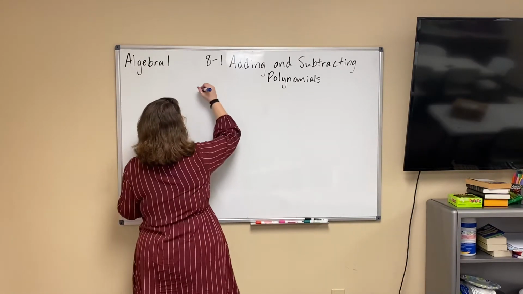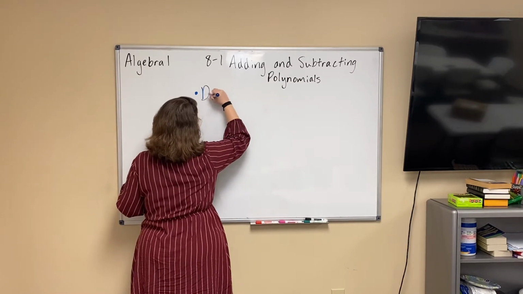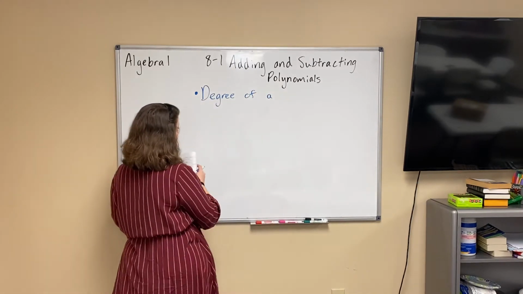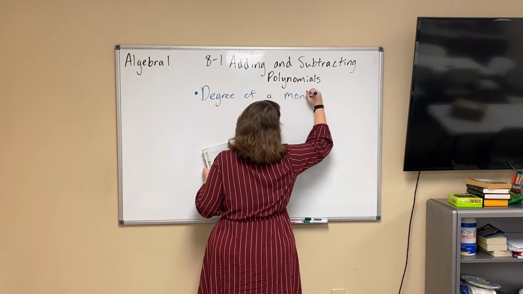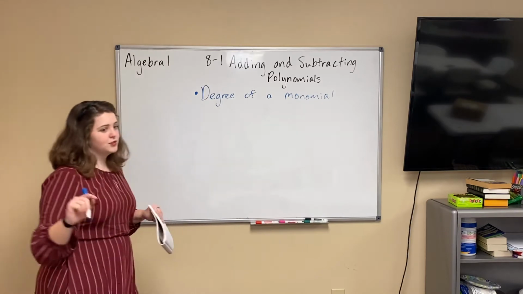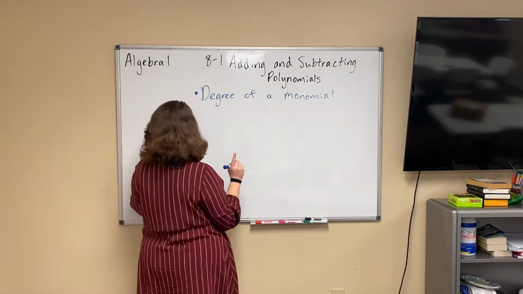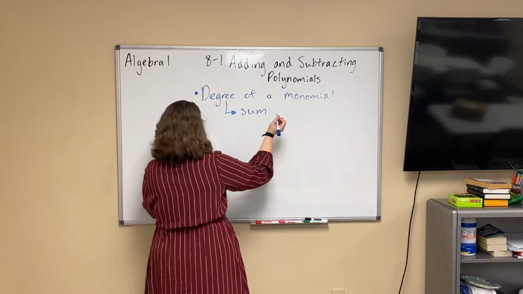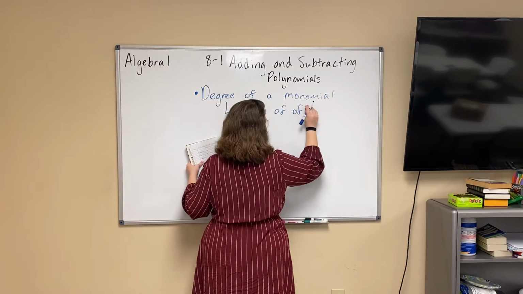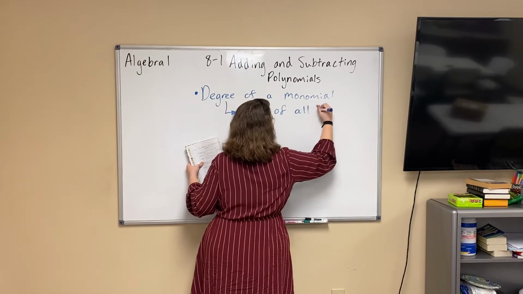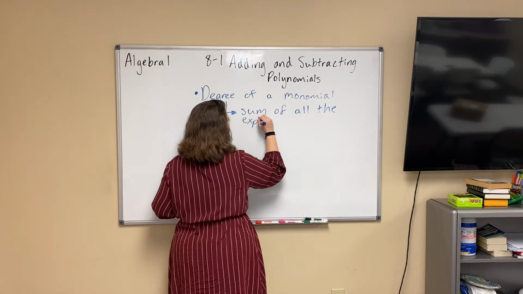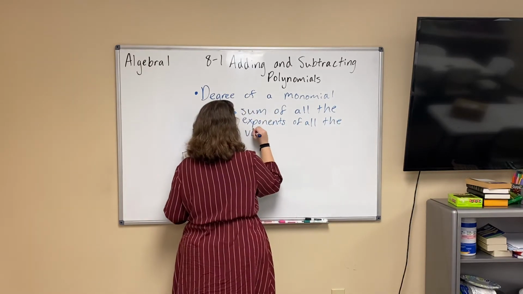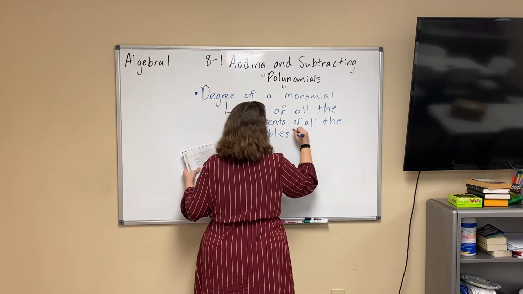Basically what we're talking about today is we're trying to find the degree of polynomials. So first we're going to look at the degree of a monomial. Now I just told you what a monomial was. A monomial is when you have one term. Yep, one term. Now the degree of a monomial is the sum of all the exponents of all the variables in a monomial.